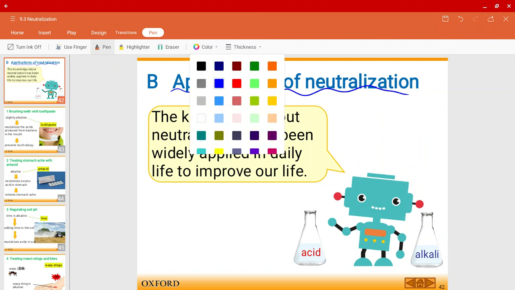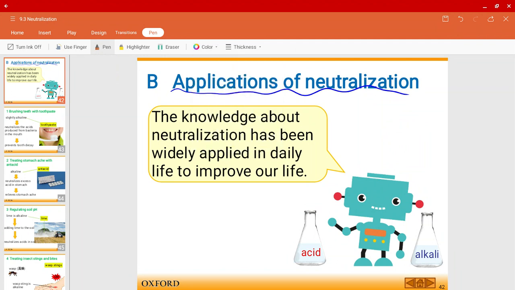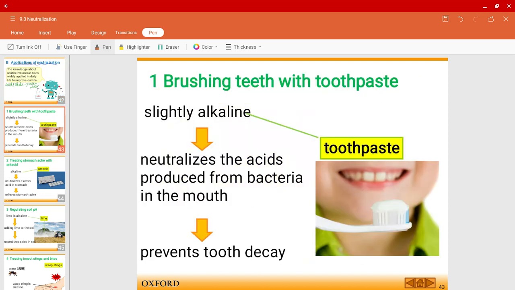Just to recall, what's the word equation again, guys? Yeah, acid plus alkali gives salt and water. Alright, I'm very familiar with this word equation right now, so let's see some real life, daily life applications.